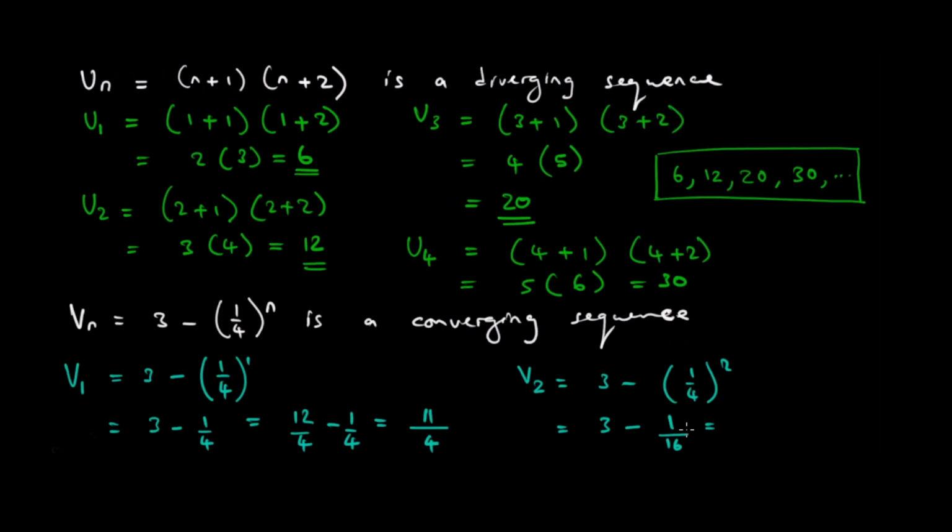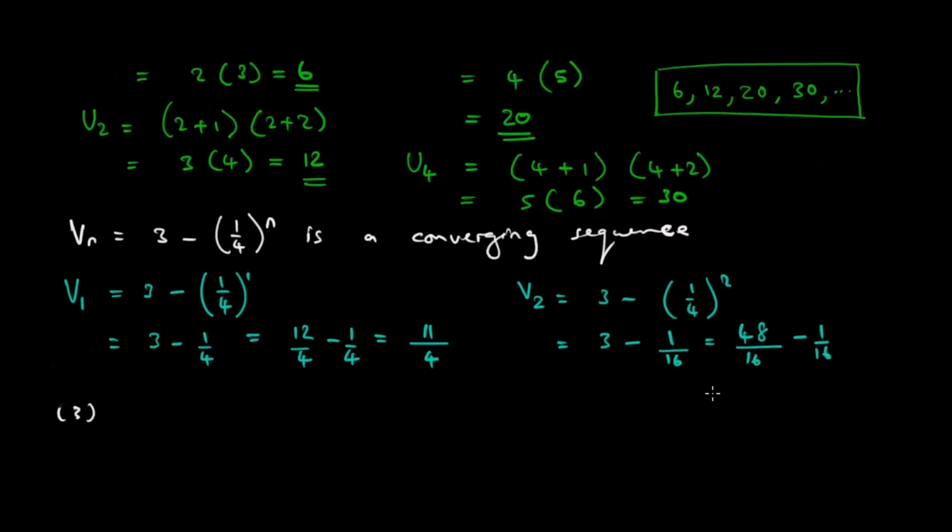16 times 3 is 48. So there it is 48 over 16, subtracting 1 over 16, so the answer we are getting there is 47 over 16. So if we take, for example, 11 over 4 and evaluate it as a decimal, 11 divided by 4, we see that it is 2.75.